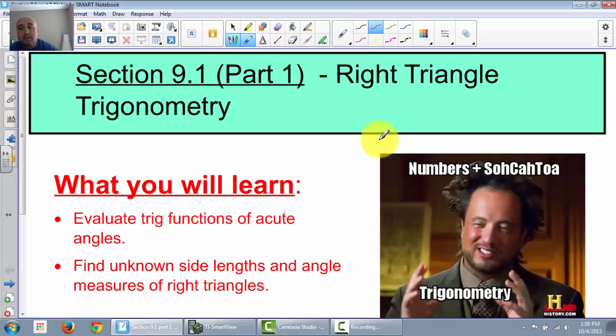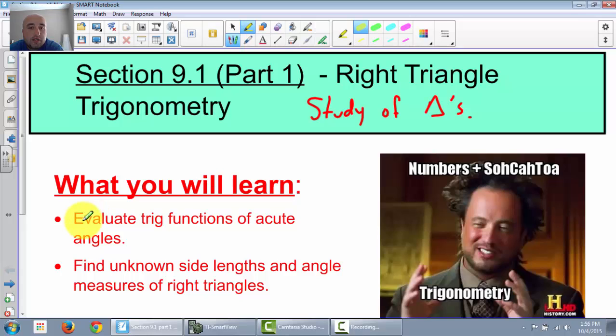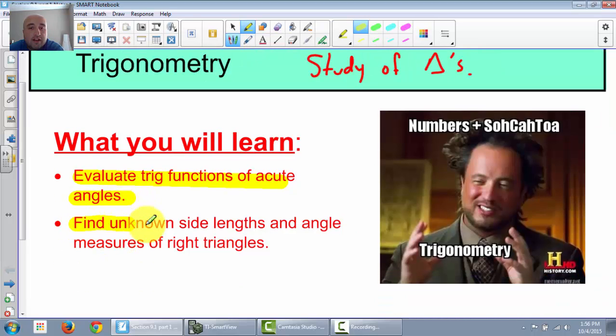Trig is basically the study of triangles. Okay, so that's basically what we're going to talk about. And what we're going to learn in this particular section is how to evaluate trig functions of acute angles. And we're going to be able to find unknown side lengths and angle measures of right triangles. Okay, so what are we going to use to solve some of these things?